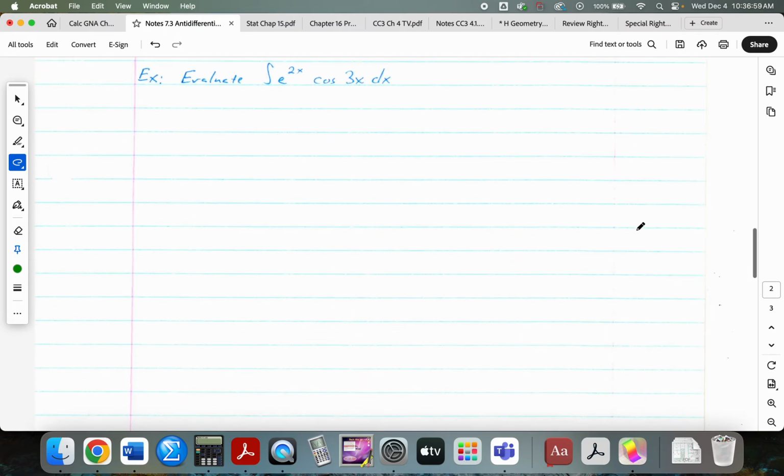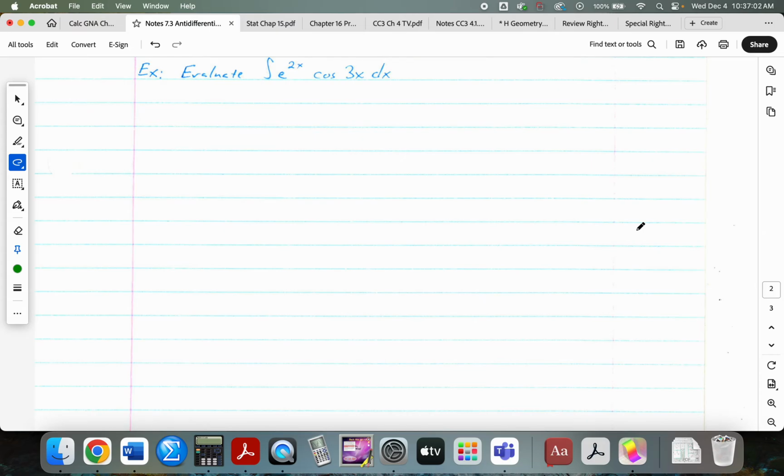In the meantime, though, we're going to do something that is ugly. Oh, so ugly. So we've got two completely different types of functions here. You're like, great. All right. So logarithms, no. Inverses, no. Polynomials, no. Exponentials. So that's what we're going to let be u. So u is going to be e to the 2x. dv will be everything else after the integral sign. So that'll be cosine of 3x dx.